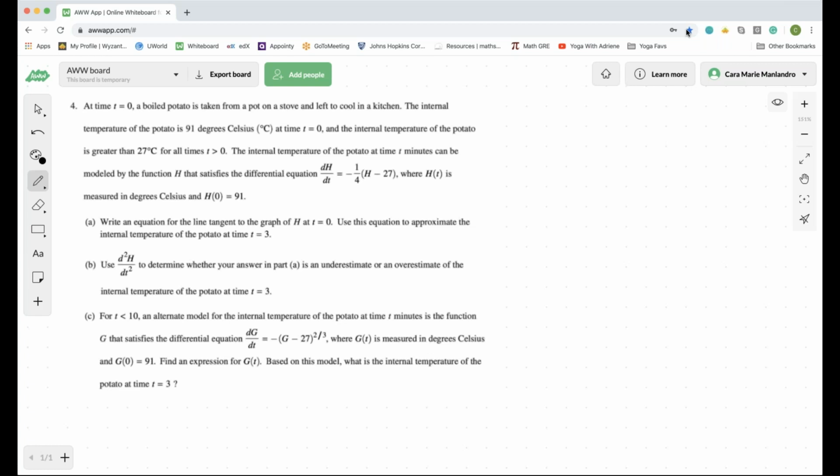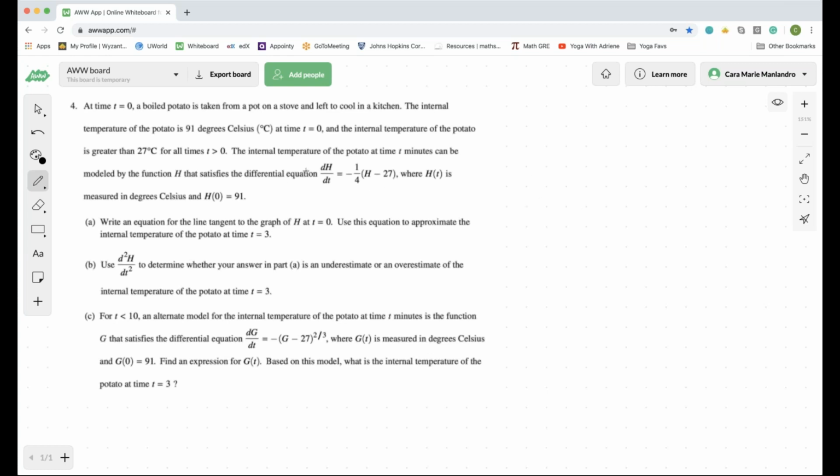Okay, at time t equals 0, a boiled potato is taken from a pot on the stove and left to cool. Great. The internal temperature is 91 degrees Celsius, and the internal temperature is greater than 27 for all times t. Okay. The internal temperature of the potato can be modeled by this function, and they give us an initial value. So we have a differential equation with an initial value. Write an equation for the line tangent to the graph of h at t equals 0.